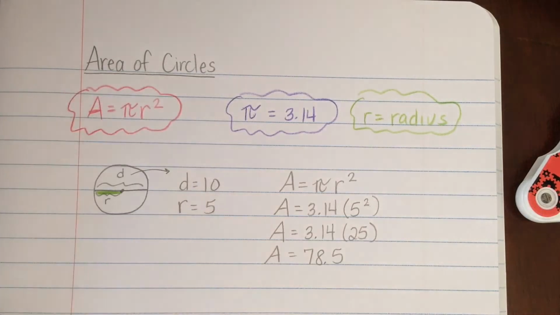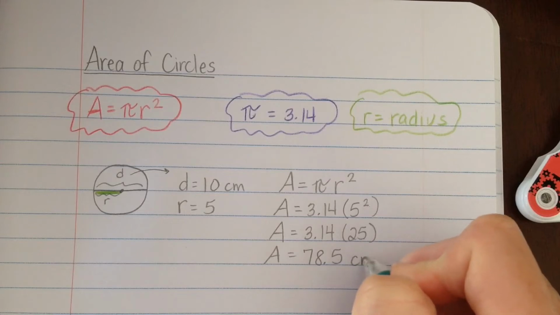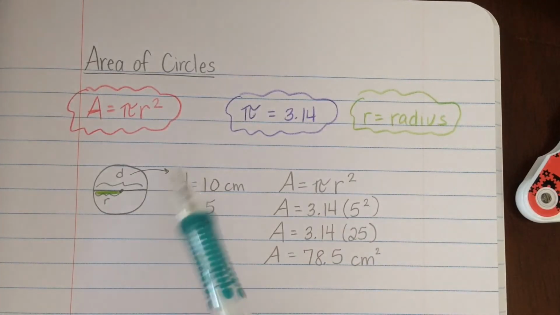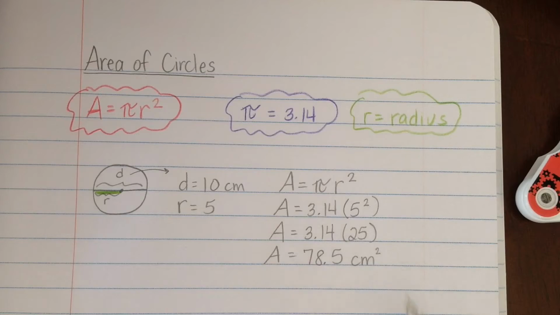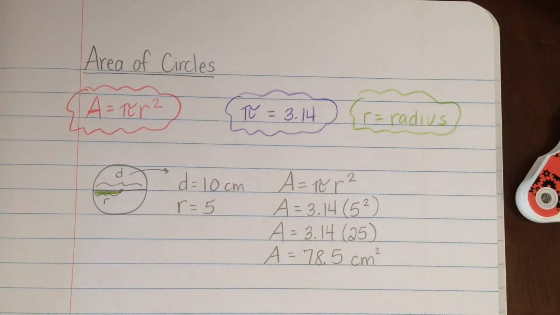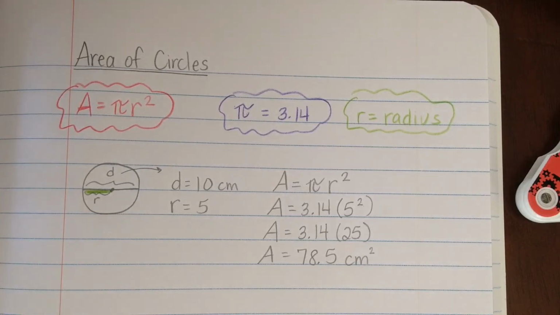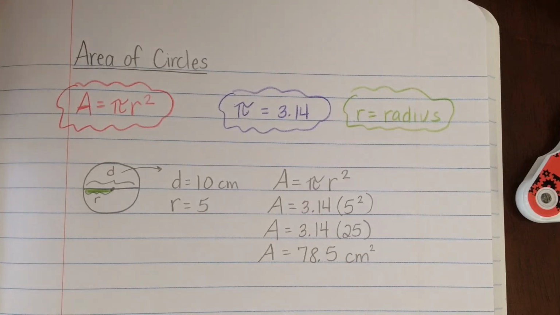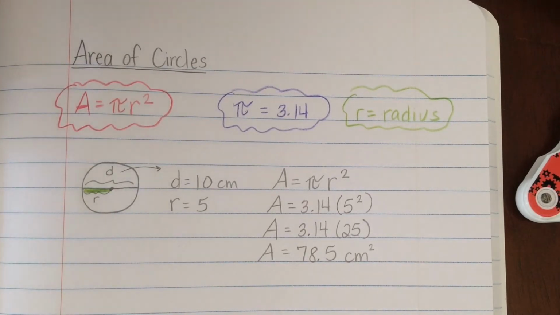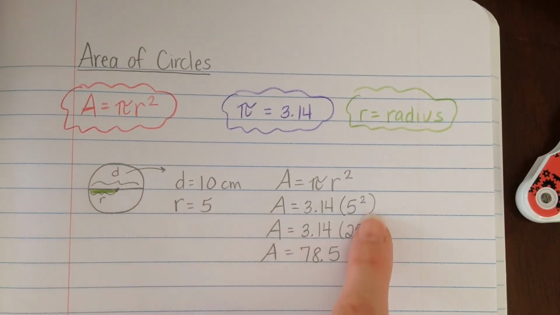Okay. If we had units here, let's say this is centimeters, then we would put centimeters squared, because for the space inside, we always use squared units. It's like, how many teeny tiny little squares could we fit in that shape? Well, we could fit 78.5 teeny tiny little centimeter squares. All right, so this is example 1. If you're given the diameter, you have to cut it in half and use the radius.